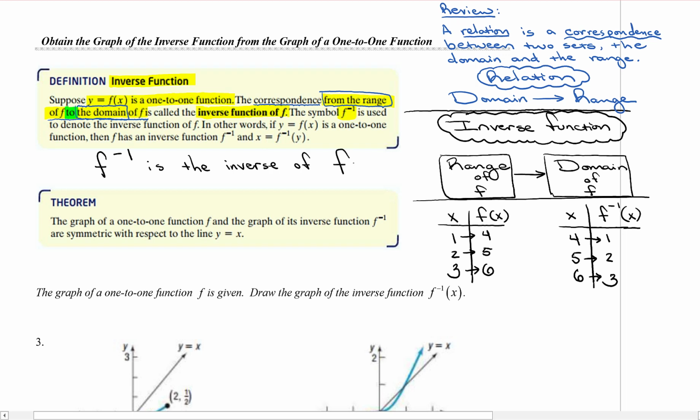And when you see this -1, I know it looks like a -1 exponent up here, and a lot of times people confuse it with an exponent. This does not represent an exponent. This -1 next to the f is the way we refer to f inverse. That's the notation we use. So very, very important. Write this in your notes. This is not an exponent.